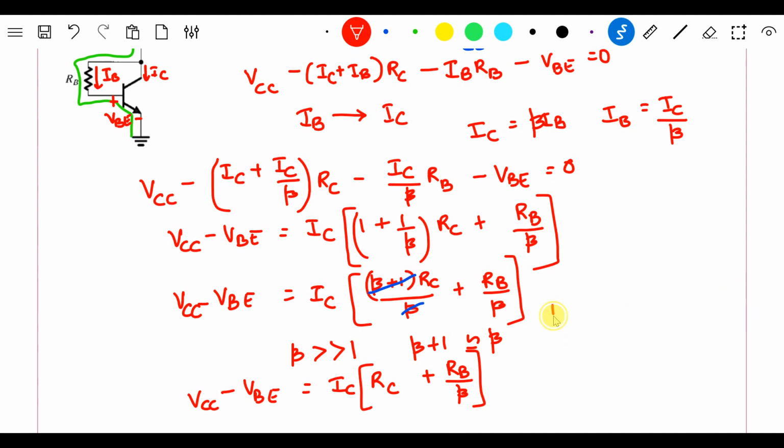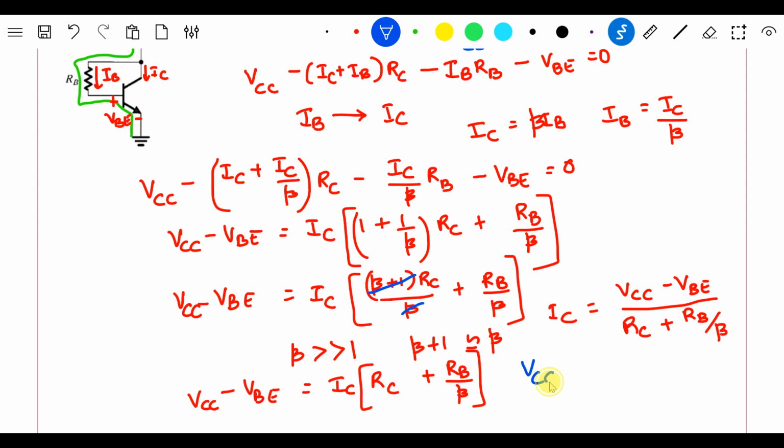Therefore, finally, you see that IC is equal to VCC minus VB divided by RC plus RB by beta. If I make certain considerations here, you know that my VCC is very high compared to VB, because VB is 0.7 and normally the VCC we apply will be 10, 12, 15, 30 volts like that.